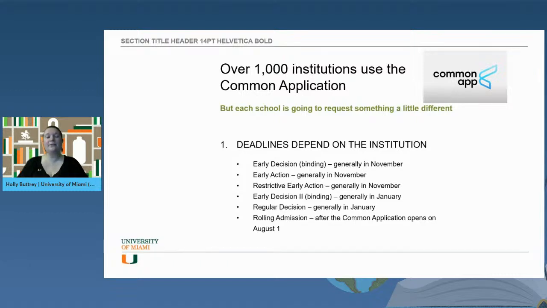Most institutions will have a regular decision deadline. Regular decision, as it sounds, is probably the most common way that students apply, and that's often in January. There's also rolling admission. There are many institutions that don't have hard and fast deadlines. They review applications as they are received. If they are a Common App institution, Common Application opens on August 1, and applications can be submitted anytime therein. So getting back to the research, it is very important to understand what kind of round you're applying through and the deadline for that round.